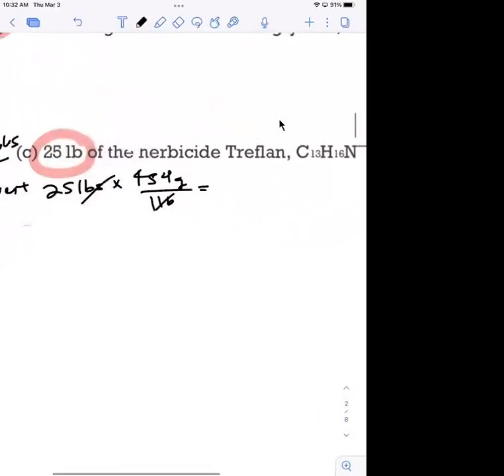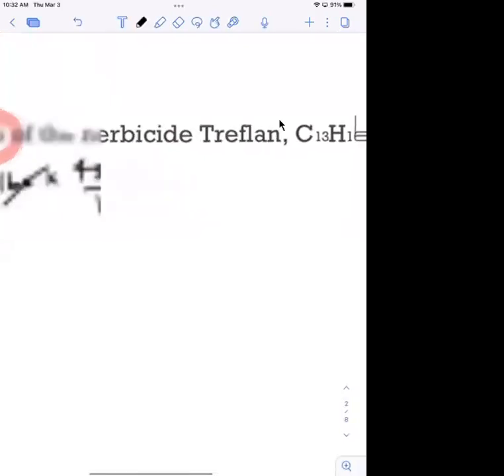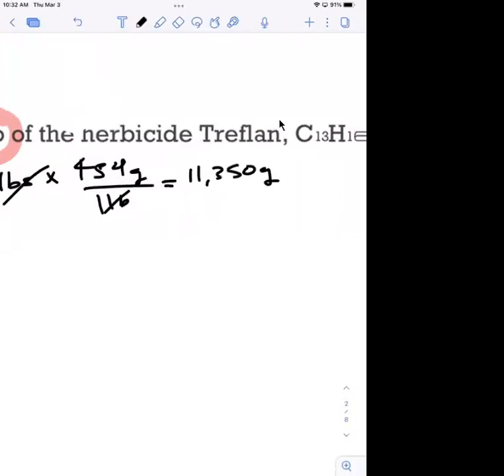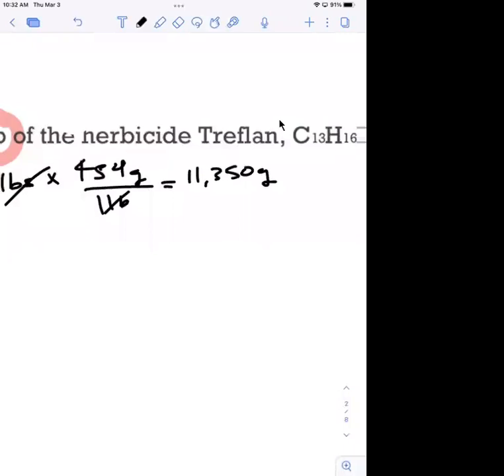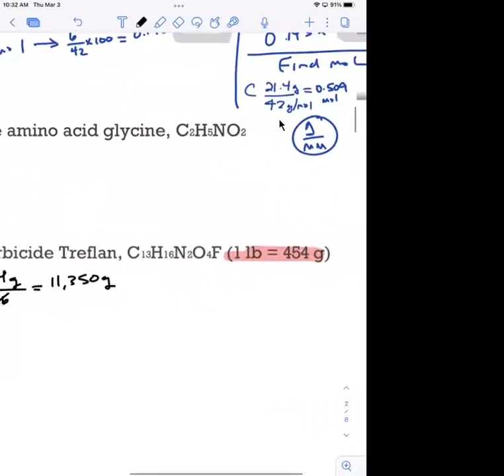Somebody calculate that real quick. 454 times 25. 11,350. All right, so 11,350 grams. We can keep that or we can put it in scientific notation. It doesn't matter. So now we also need to calculate the molecular weight.